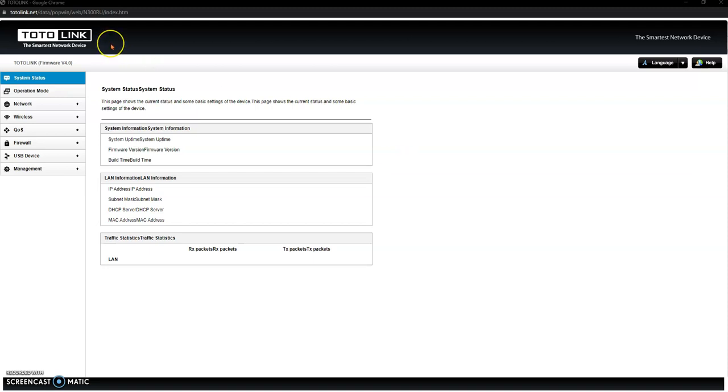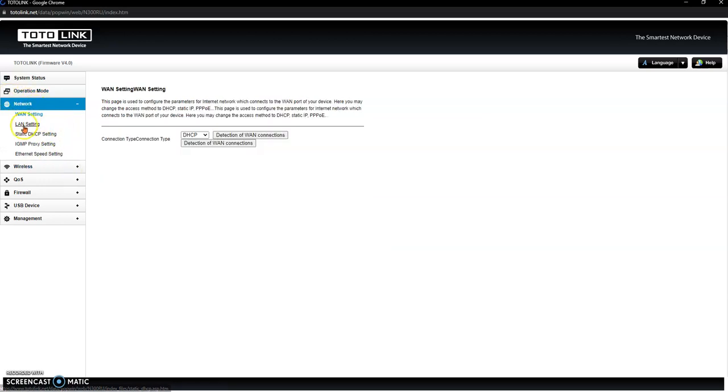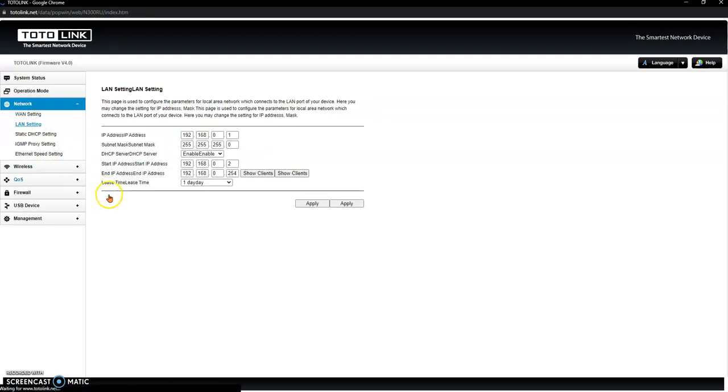So the router that we're going to use now is a Totolink N300RU. This is pretty much the standard on most routers, right. On this one we'll go under Network, and then you go under LAN Settings. Once you are here, again, you just need to know what you are looking for. This is not only for a Totolink; in most routers you will find this under LAN Settings.